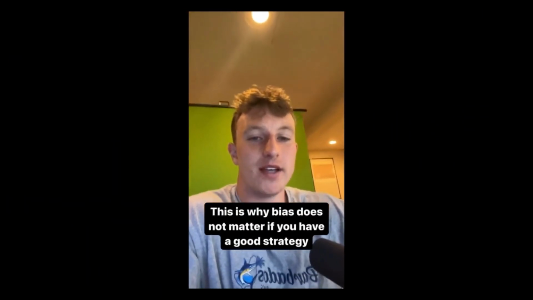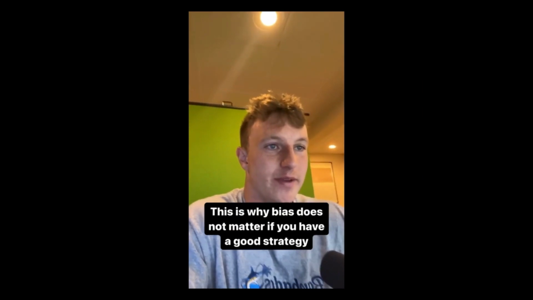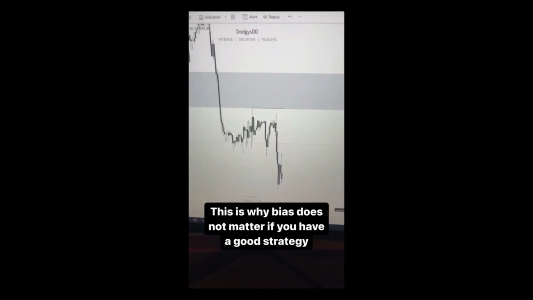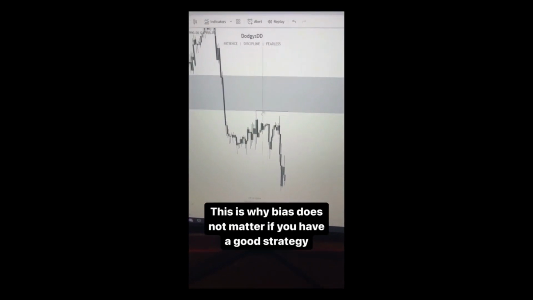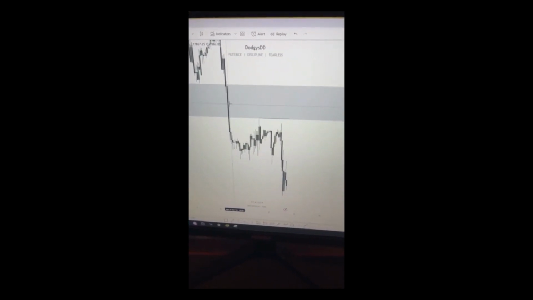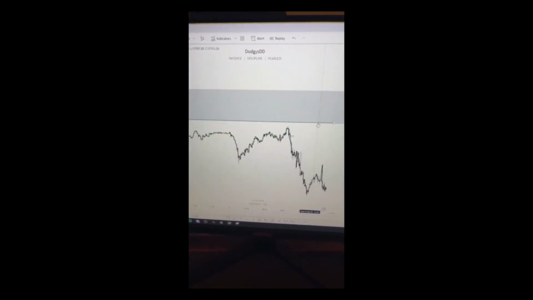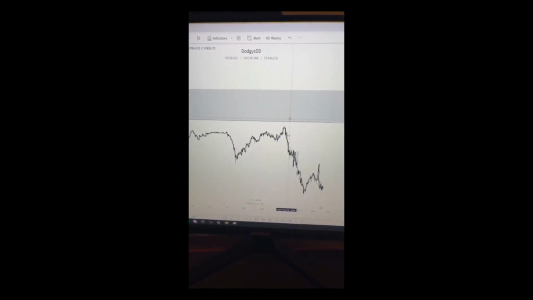Let me show you why bias doesn't really matter if you have good risk management and a good strategy. So I came in today, I was expecting us to hit this line because above this line there's liquidity above and it would have been a 50% retracement. It was also a daily fair value gap, so if we hit it, I probably would have been bearish. Now you can see price clearly misses the black line and we just dump.